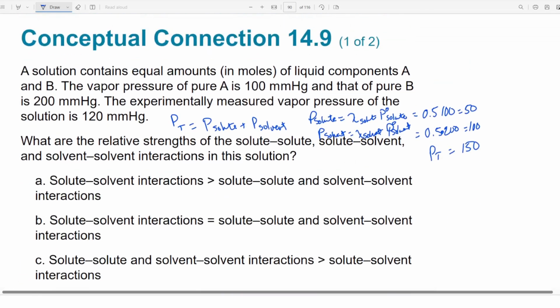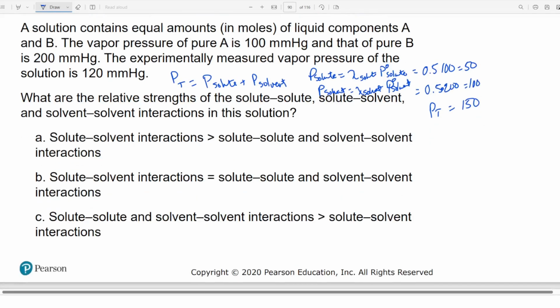Let's say a solution contains equal amounts of liquids, component A and B. The vapor pressure of pure A is 100 millimeters of mercury, and that of pure B is 200. The experimentally measured vapor pressure of the solution is 120. What are the relative strengths of the solute-solute, solute-solvent, and solvent-solvent interactions in the solution? Well, let's think about this.